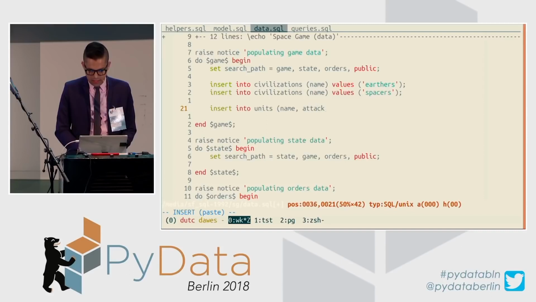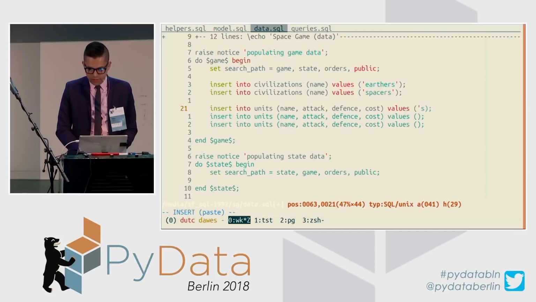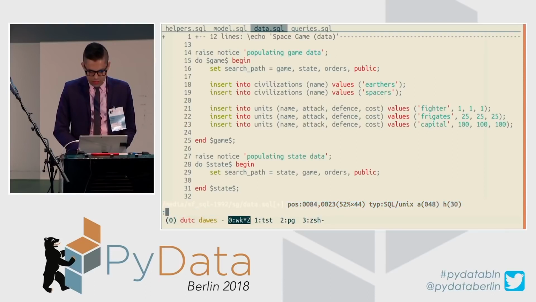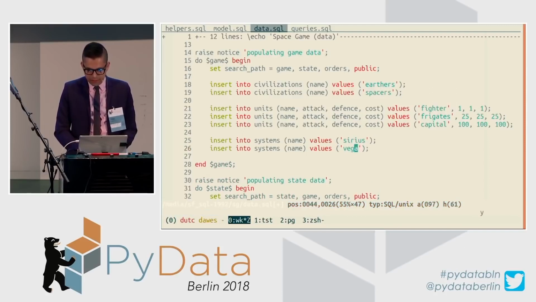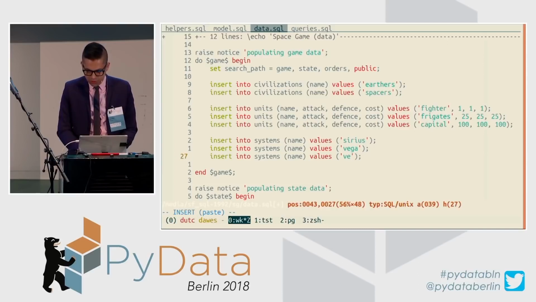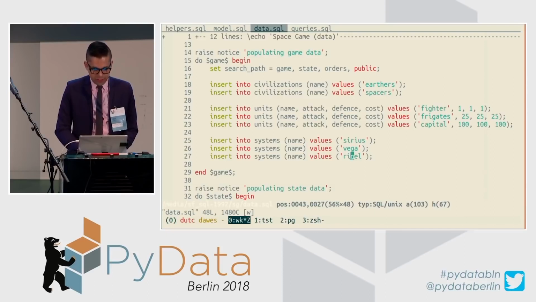Units, name, attack, defense, cost, values. We'll create 3 types of units, like little fighters, frigates, and maybe capital ships. And then we'll create 3 systems, and I'll try really hard to do ones that I can type correctly. Now, one thing that's interesting here is I've defined these as static pieces of information, but they're not really. You could change these over the lifetime of the game. You could add units as the game evolves, but for the simplicity of this example, we won't.